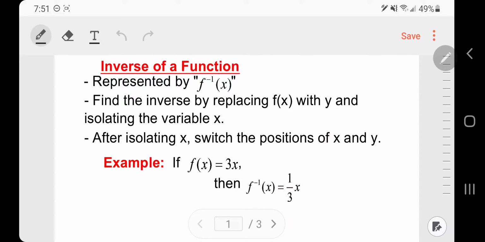Hey everyone. In today's video, we're going to take a look at how to find the inverse of a function that contains radicals. The process here is the same as the last couple of videos where we found the inverses of different functions. You're going to be isolating the variable x, switching the positions of x and y after you've isolated it, and then rewriting your answer in the inverse function notation. So let's take a look at an example of how to do that.